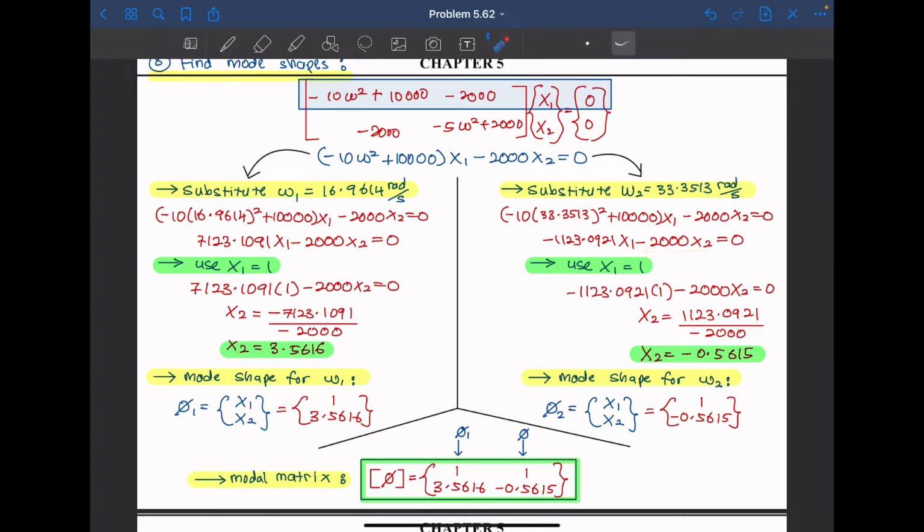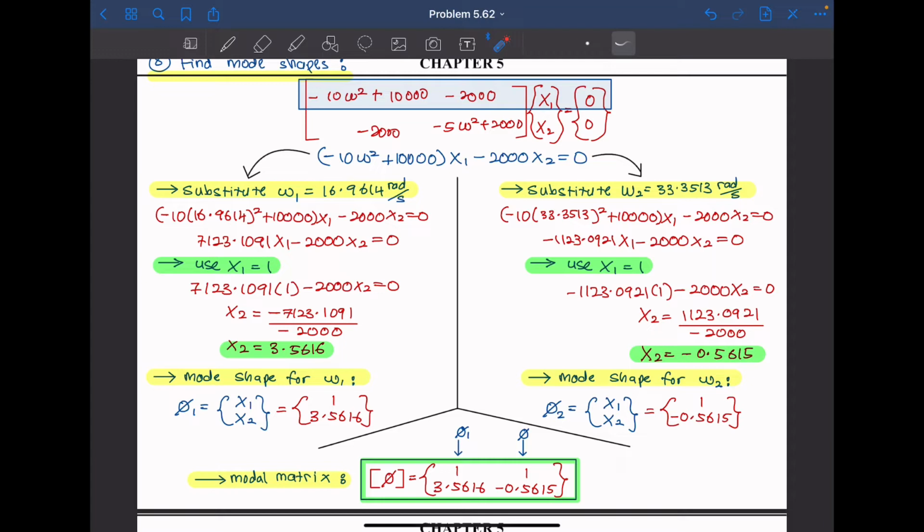And then as usual, x1 is equal to 1, so I substitute x1 as 1. Then I find the x2, which you'll get as negative 0.5615. So for the second mode shape, I have x1 as 1 and x2 as negative 0.5615. So put it in terms of a matrix, where your phi2 is your second mode shape: x1 is 1 and x2 is negative 0.5615.